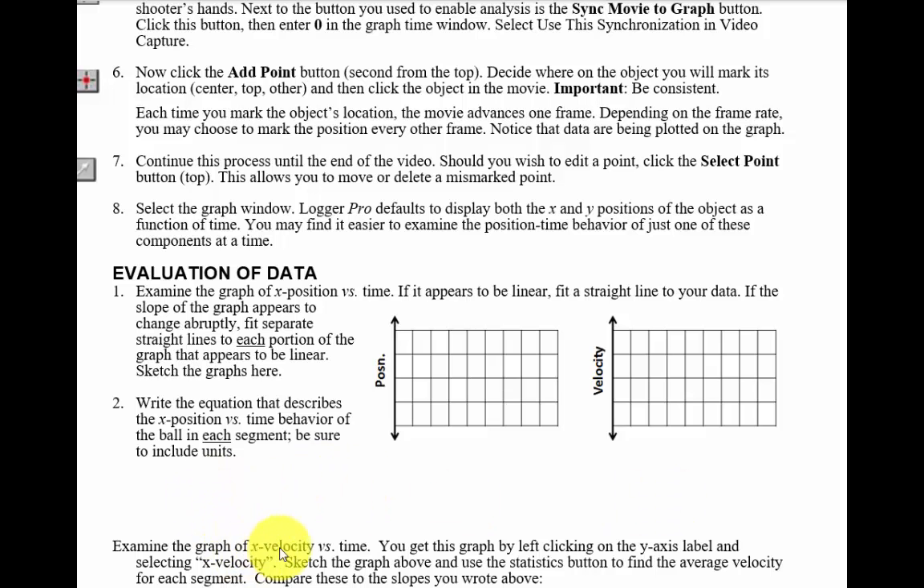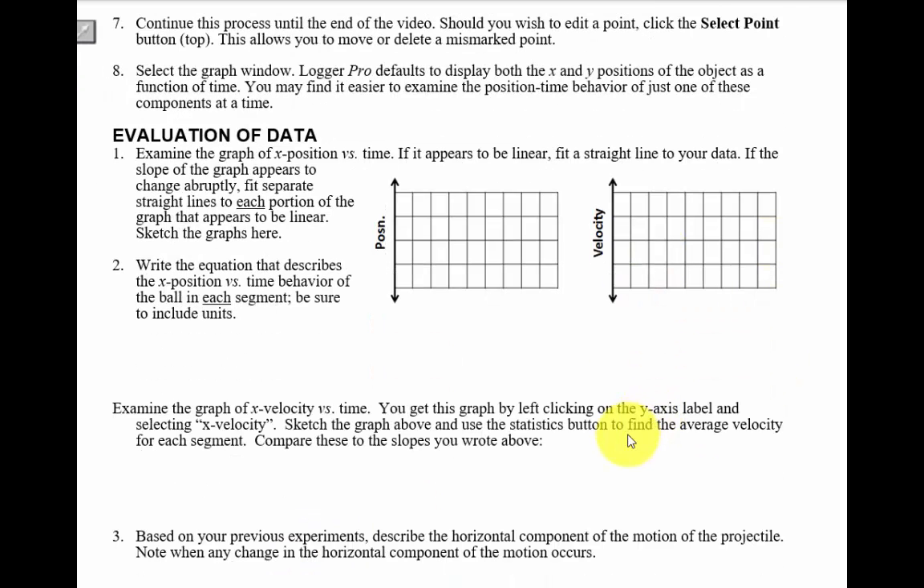Then you're going to take a look at the x velocity versus time. You're going to sketch that graph just right over here, and you can use the statistics button to figure out the average velocity for each segment. Go ahead and compare those to the slopes that you wrote above, and since the slope of position versus time is the average velocity, it should look pretty decent.